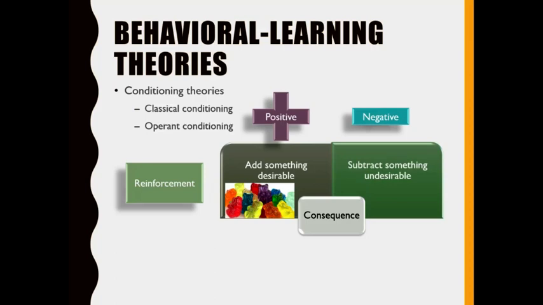Okay, so notice how I use the words add and subtract in my descriptions here, because operant conditioning is not referring to positive as good and negative as bad. It's referring to positive as addition and negative as subtraction. So if you remember it like that, that'll really help. So in negative reinforcement, I'm going to subtract something undesirable. For example, as a reinforcement, I might take away some of your chores to reward you for doing something that I wanted, right?